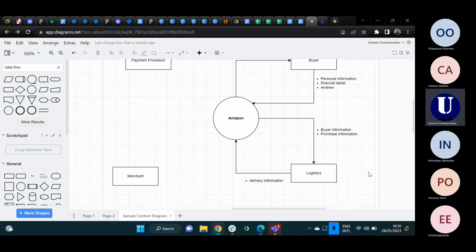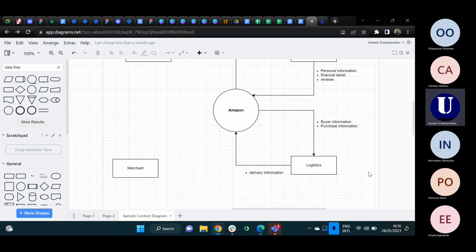Delivery information is what the logistics person sends to update Amazon that we've delivered this item to the customer, so we've done our own part. It also updates Amazon on the date and time the delivery is going out, so that Amazon can send updates to the customer that your delivery is coming tomorrow, by this time. So basically, to cover it up, delivery information.